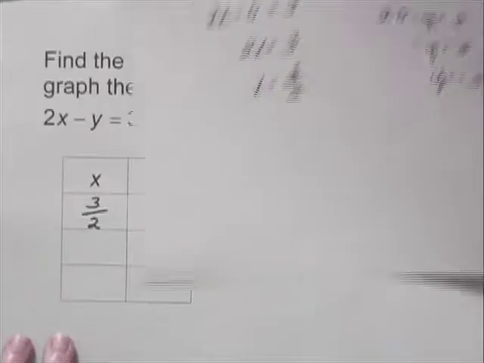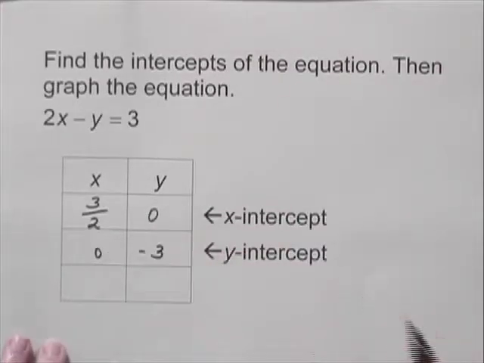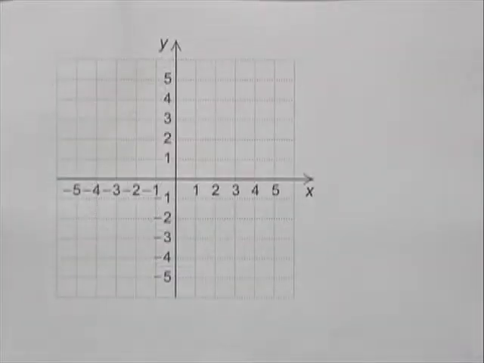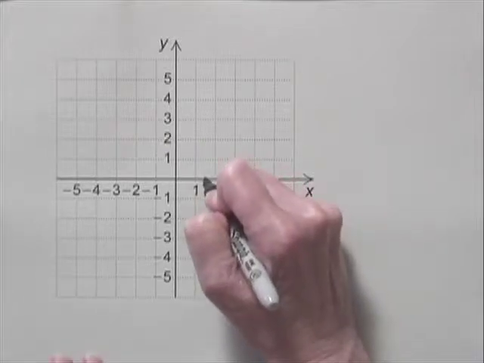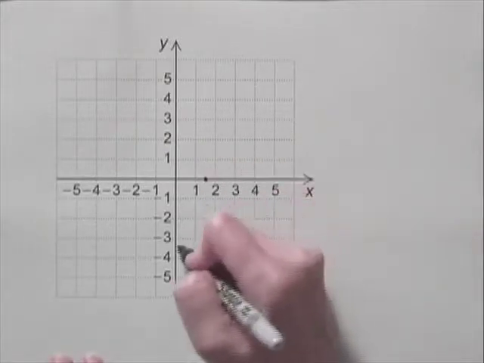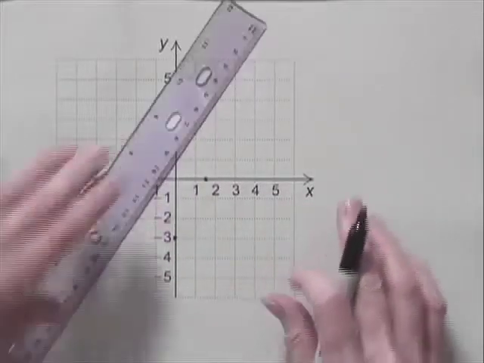So that tells us that (0, -3) is the y-intercept. Now let's plot these points and graph the equation. We had the point (3/2, 0), which is right here, and we had the point (0, -3). So let's connect those.